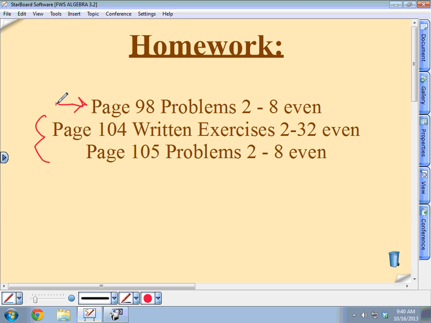Hand the sheets in at the end of class. The class time is just to try to get through those, so if you need help, you can ask me before we get there. So this was section 3.2.